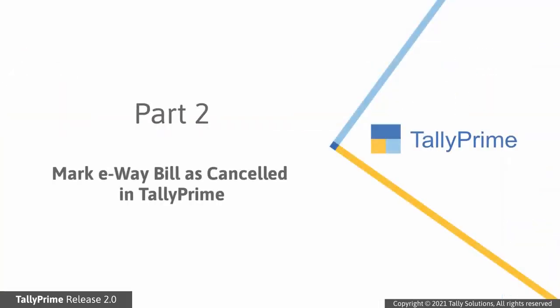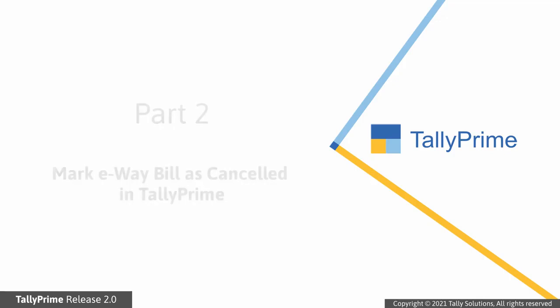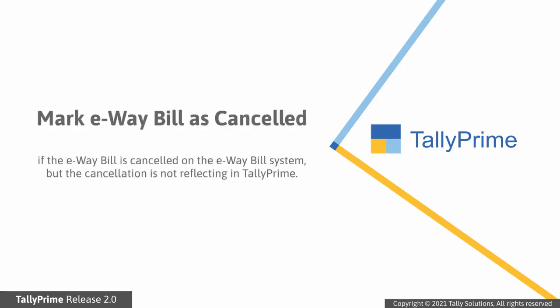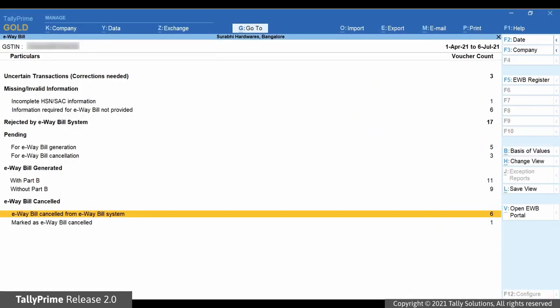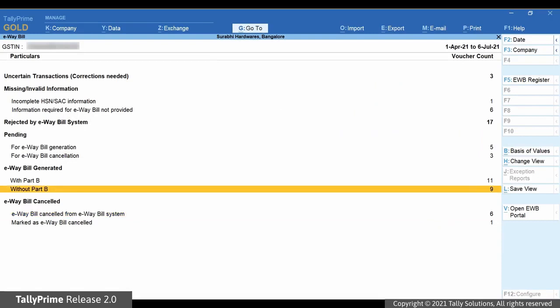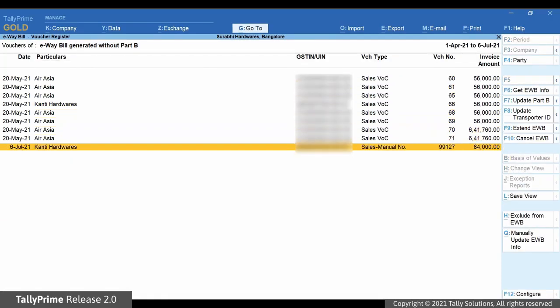Now let's learn how to mark an e-way bill as cancelled on Tally Prime. In case you have cancelled the e-way bill on the e-way bill system, but the cancellation is not reflecting in Tally Prime's e-way bill report, then you have a flexibility to mark e-way bill as cancelled. Drill down on e-way bill generated without Part B.